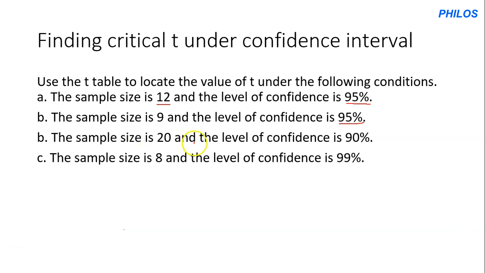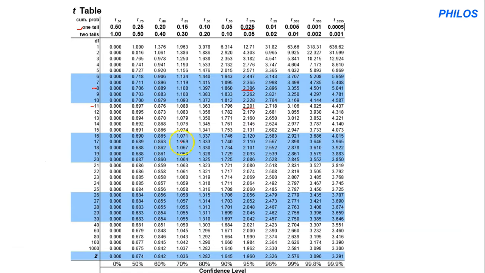The sample size is 20 and the level of confidence is 90%. So we convert the 90% to decimal, and that will be 0.9. So we have 1 minus 0.9 divided by 2, and that will give us 0.05. And the degree of freedom will be 20 minus 1, that is 19. So let's check 0.05. Please check at 1 tail if you divide it by 2. Then we check degree of freedom of 19. So let's trace it down to 19. It will give us 1.729. So the answer for question C is 1.729.